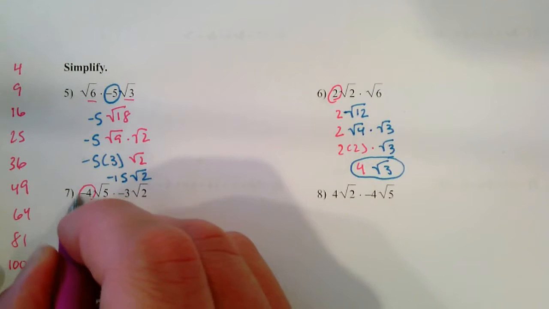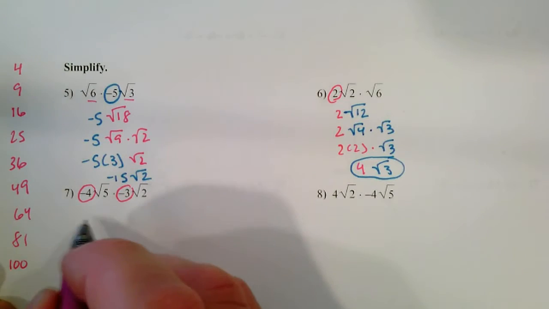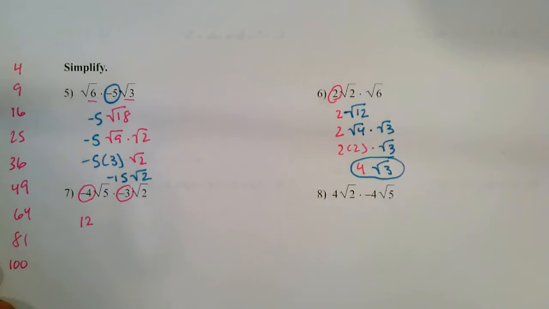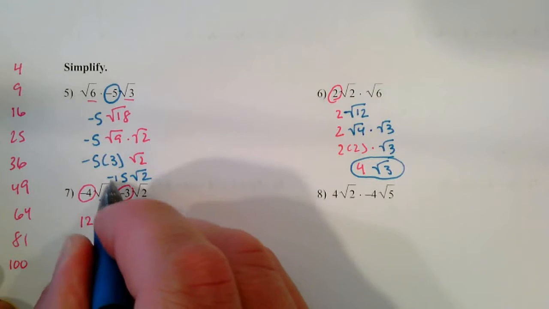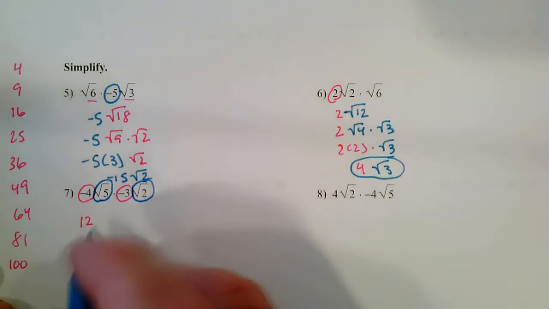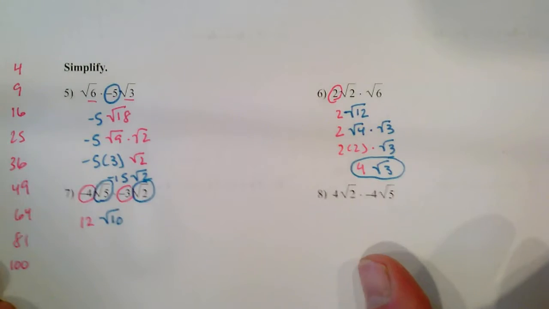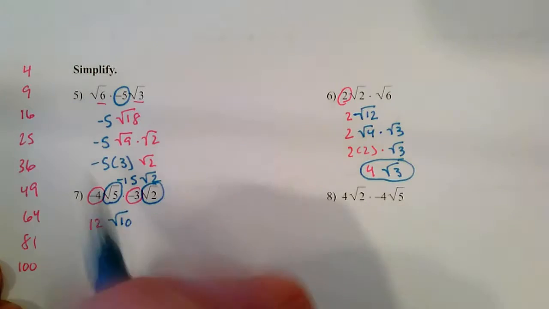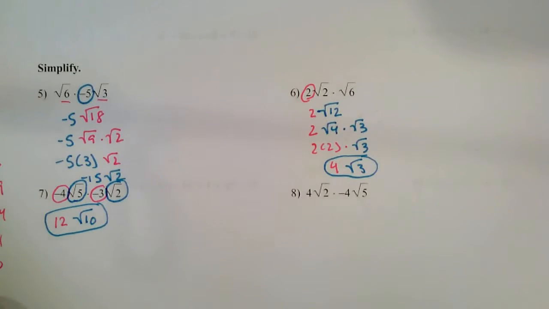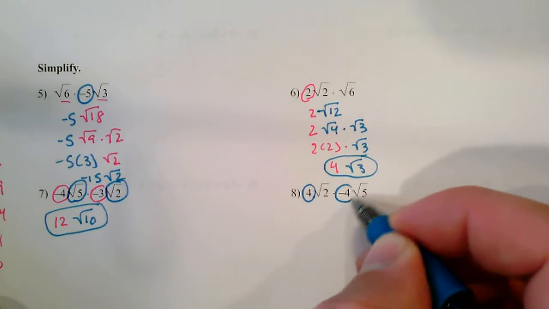Alright, down here, we've got a negative 4 and a negative 3. Multiply those together and we get negative 4 times negative 3, that's a positive 12. And then we've got square root of 5 times square root of 2, which is square root of 10. Look over here. 10 is not divisible by any of these numbers. So we're done.